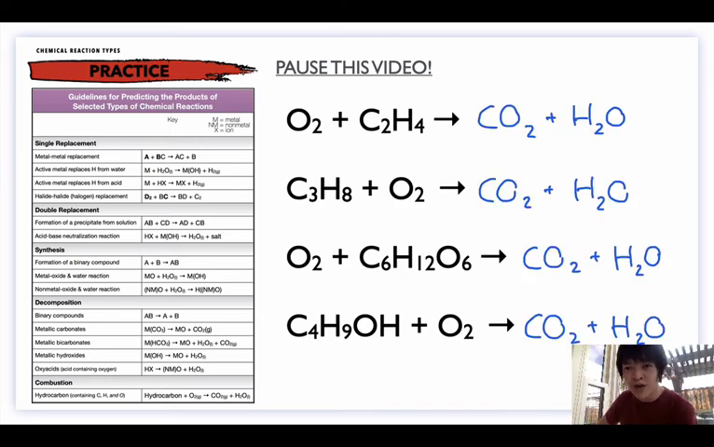And there they are. Were you able to predict them correctly? Yeah, it's always going to be carbon dioxide and water if you ever have a combustion reaction. So when something burns, it always produces these 2 products.